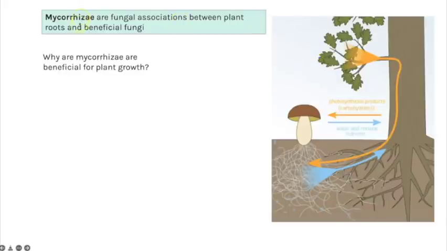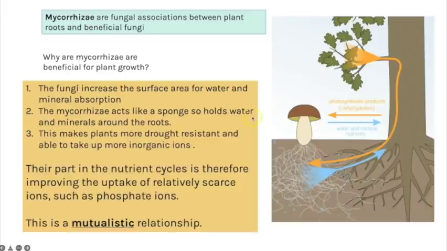Now you need to know about the mycorrhizae, which are fungal associations which occur between the plant roots and beneficial fungi. Now, although we're talking about this here in the phosphorus cycle, it would also be occurring in the nitrogen cycle as well. The mycorrhizae are going to provide benefits for plant growth. And that's because the mycorrhizae fungal associations, we can see here you get these really long networks of fungi, and they can spread out in the soil to create a larger surface area for the absorption of water and mineral ions going into the roots eventually.